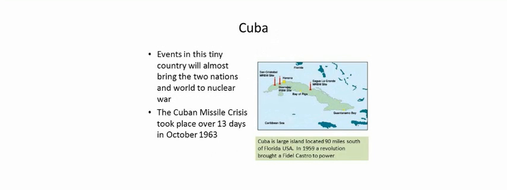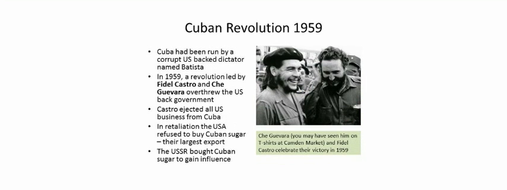But we need to know how we got to the Cuban Missile Crisis, and it didn't happen out of nowhere. Where it really begins is in 1959 in what becomes known as the Cuban Revolution. Cuba was owned, or run rather, by a dictator named Batista, and Batista was largely backed by the United States, who basically kept him in power in order to prevent Cuba from falling into the hands of the communists.